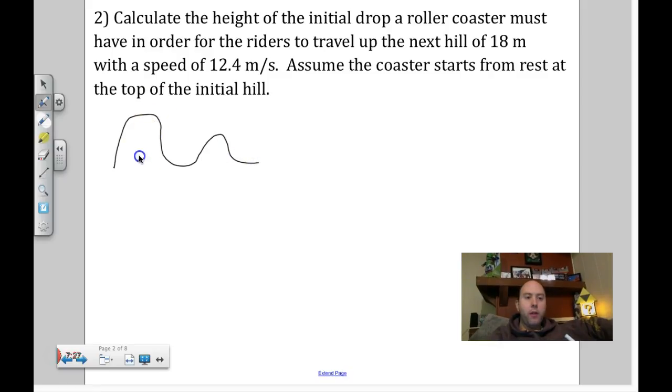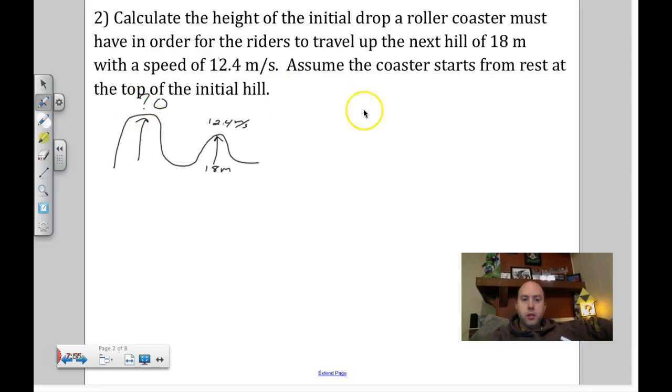Okay, I want to figure out how high this is. What is this height right here? I know the height of this hill is 18 meters. And I know when I'm at the very top of this hill, the roller coaster is going 12.4 meters per second. I also know at the very top of the first hill, the roller coaster is going 0. It's not moving. So my goal is to figure out what this height here is.